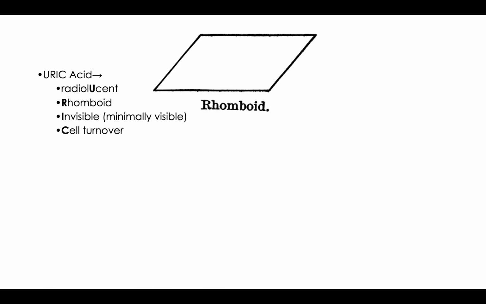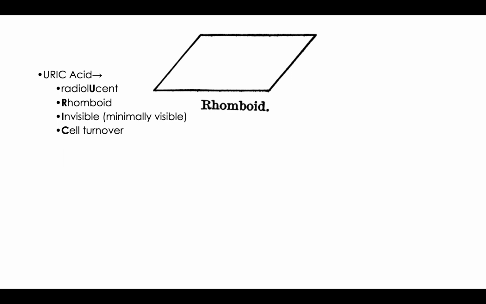Next we have the uric acid stones. I believe this is a mnemonic from First Aid where they spell out uric acid. Again, we're talking about the radiolucent for U in uric acid. They're a rhomboid shape, and I don't know who remembers crap from geometry. I didn't, so I looked up what a rhomboid was. And here it is. They are invisible, or minimally visible, which helps you remember the radiolucent.